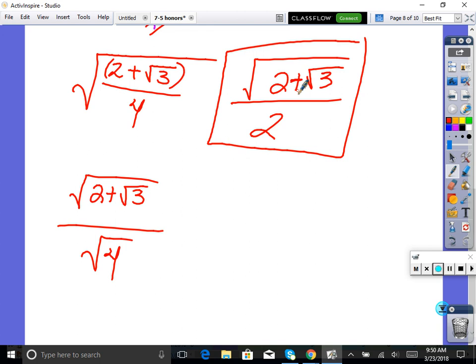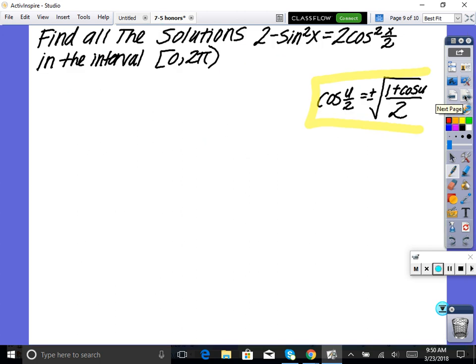Okay, this is my last example. Find all the solutions of 2 minus sine squared x is equal to 2 cosine squared of x over 2.